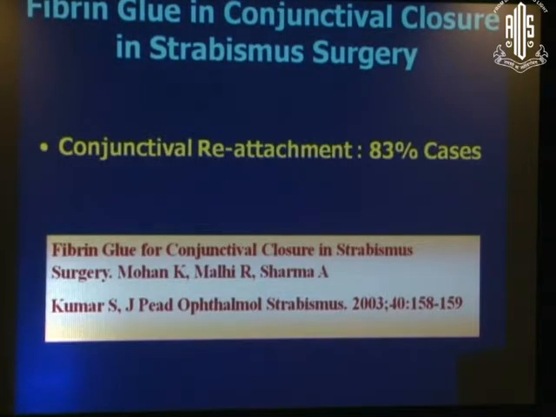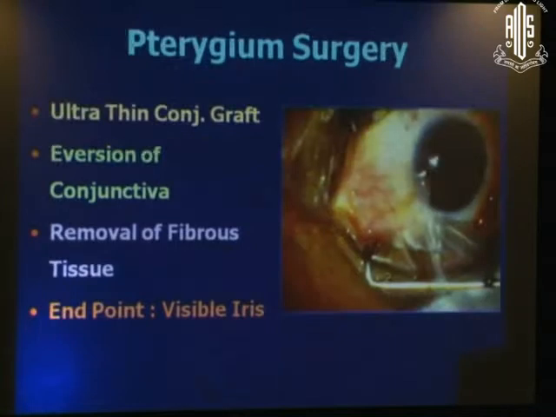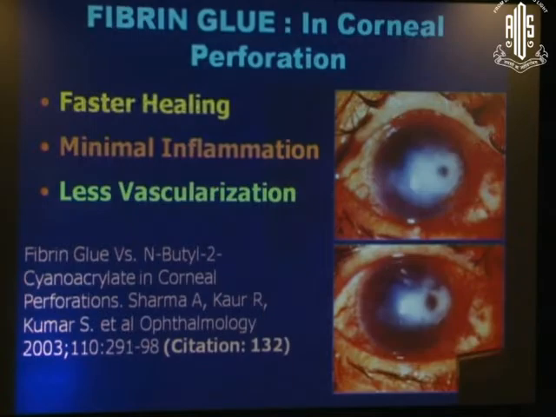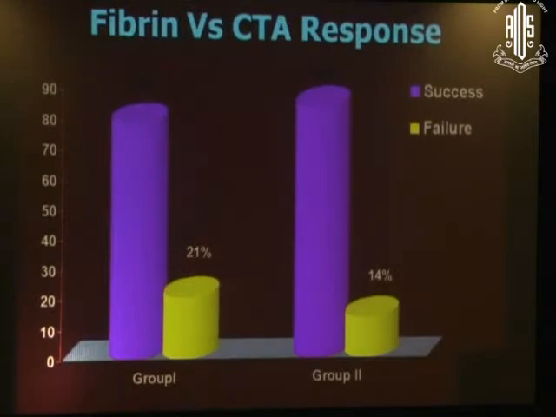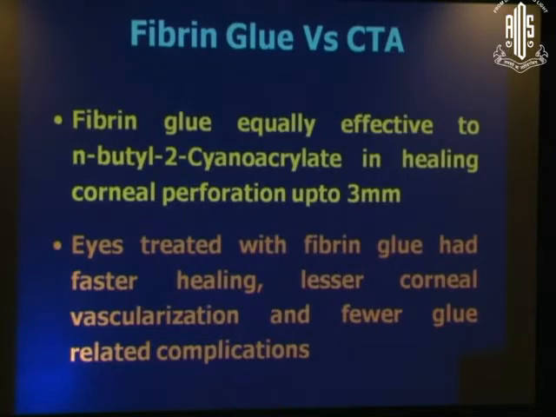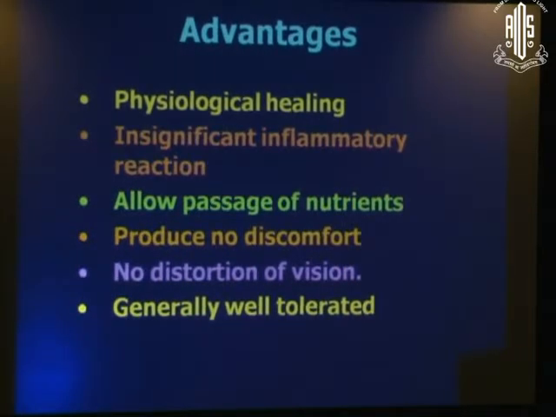I will not go into the details of the basics, but this can be used even to close the conjunctiva following strabismus surgery, or even leaking blebs can be treated. Even in pterygium surgery, it can be used to adhere the conjunctival flap or the amniotic membrane. And we have also used this in perforation, and we have compared it with the CTA with very good results. This paper was published long time back in Ophthalmology, and has maximum citations. Again, fibrin glue we found was equally effective, and in addition, it decreased the vascularization and provided faster healing also. So we have a better ocular surface to provide for corneal transplantation.